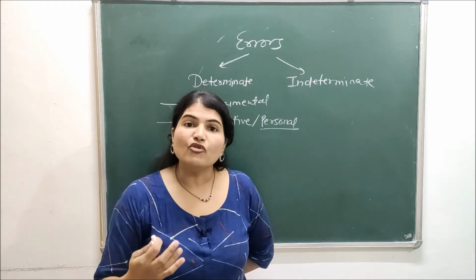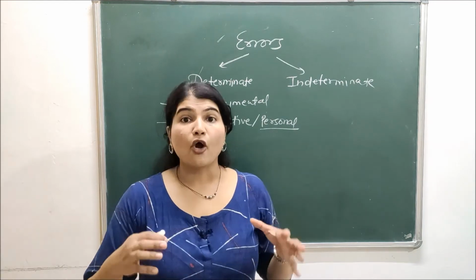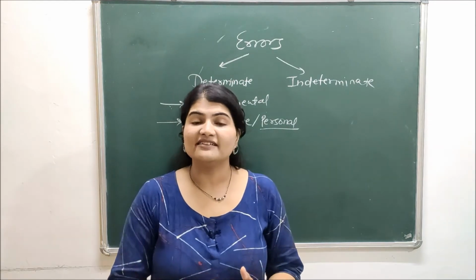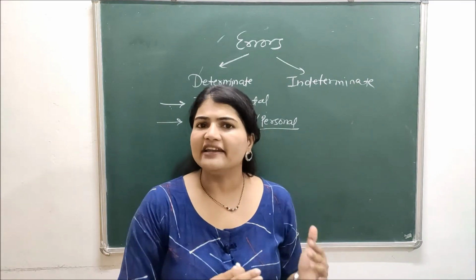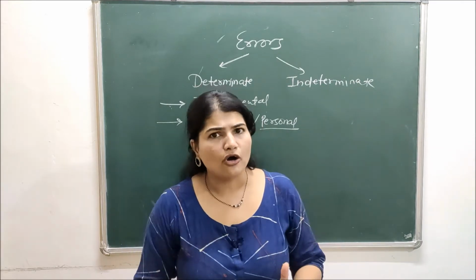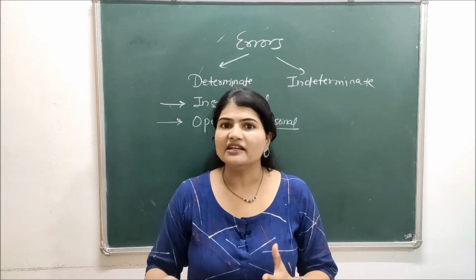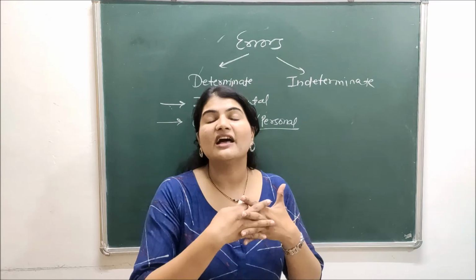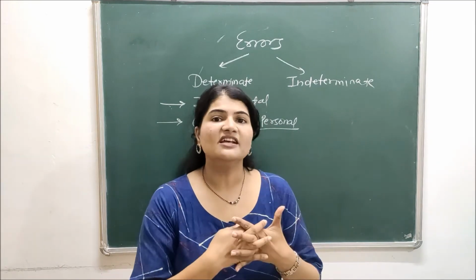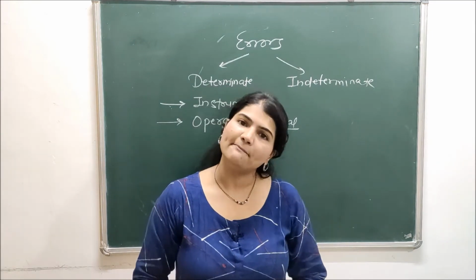So how can we avoid it or how can we correct it? Operative errors or personal errors can be avoided or corrected by either following a standard operating procedure, or by giving proper training to the personnel so that they know how to handle that instrument and how to avoid the personal mistakes while carrying out the measurement.